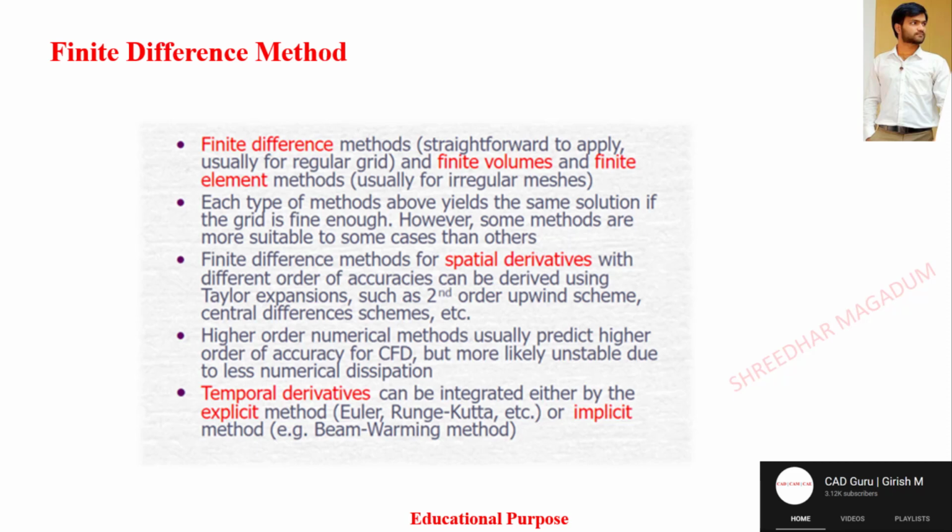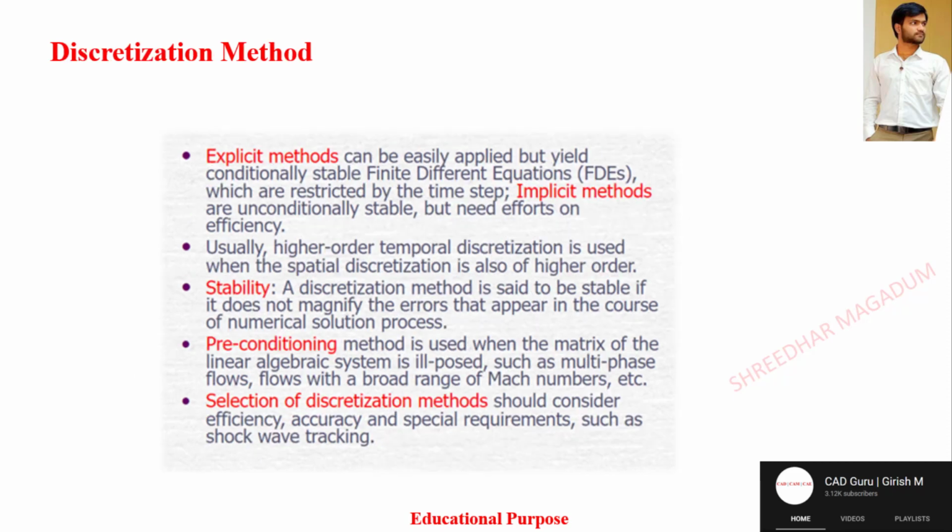We are going to use the second order upwind scheme as well as the Taylor expansions to deal with this kind of FDM. Sometimes we can use the explicit method. In explicit methods we can use Euler's method and Runge-Kutta methods, or for implicit methods we can use the Crank-Nicolson method. Depending upon the requirement, we can choose explicit or implicit.